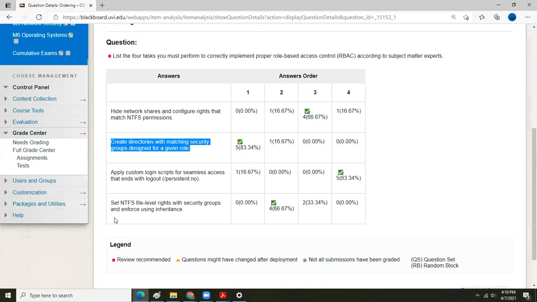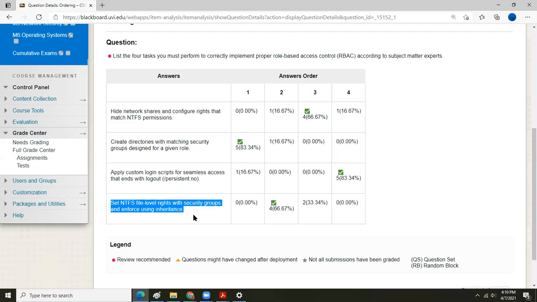The second thing you have to do, you set the file level rights with security groups and enforce using inheritance. So you're working with inheritance and you're assigning to security groups, except for the home directories, right? That's the second thing you do. Any questions so far?